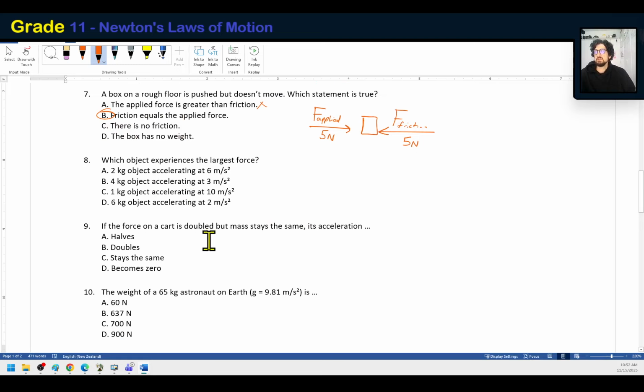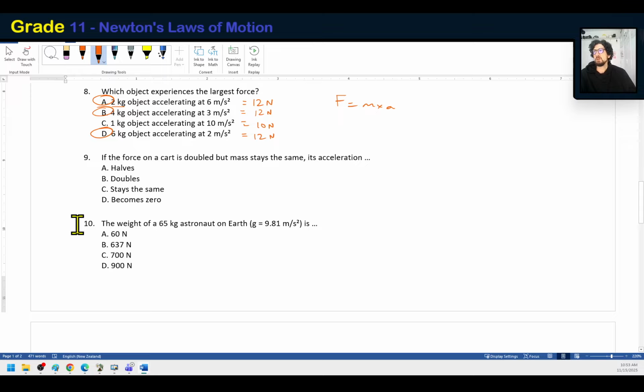Which object experiences the largest force? Okay, so there is a bit of a mistake with this question. You can see if we want to find the force, it's going to be mass times acceleration. So here we have 2 times 6, so that's going to be 12 newtons. That's going to be 10 newtons, and that's going to be 12 newtons. So the correct answer is A, B, and D. Take your pick. All of them are the largest force.